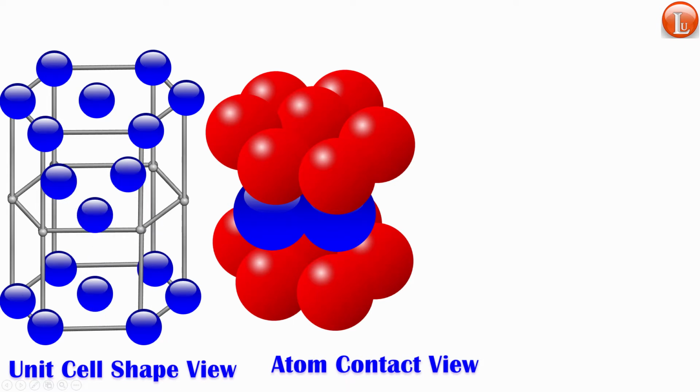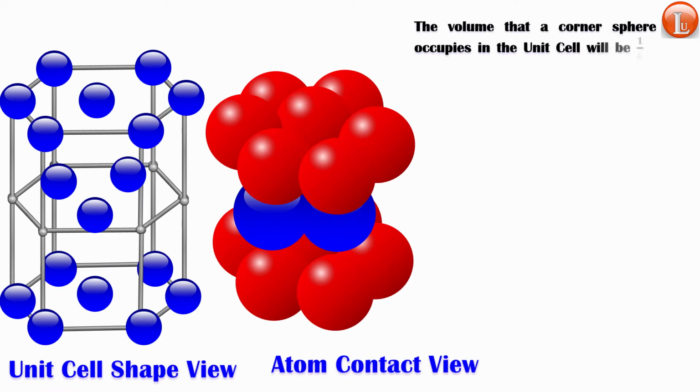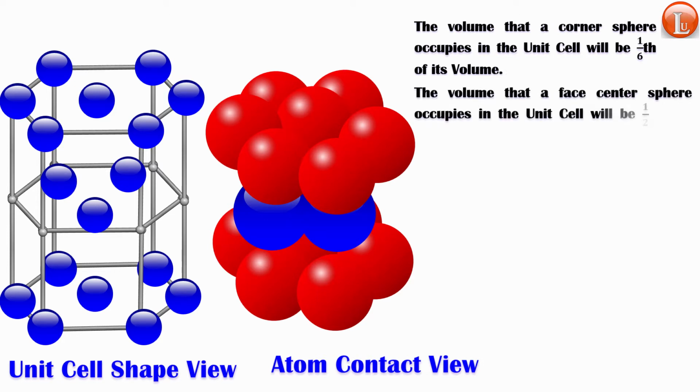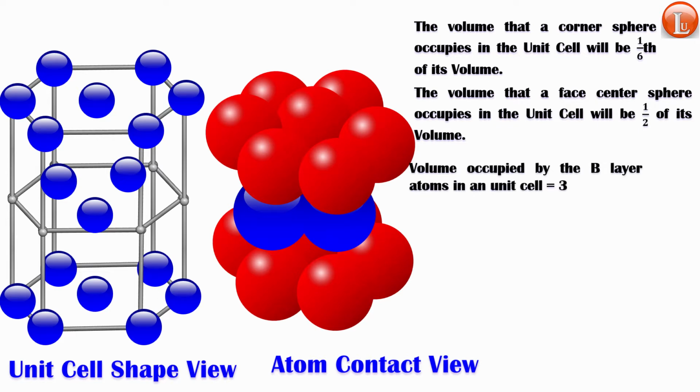So let's have a look at that. The volume that a corner sphere occupies in the unit cell will be 1/6 of its volume. The volume that a face center occupies is half of its volume, and the volume occupied by the B layer atoms is 3. So the total rank becomes 1/6 into 12, plus 1/2 into 2, plus 3, that is 6. So here the rank that we are getting is 6.